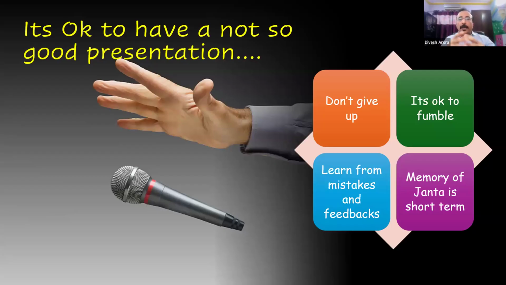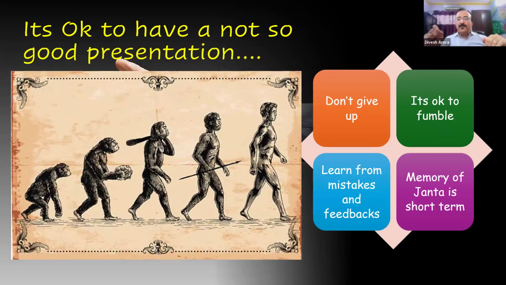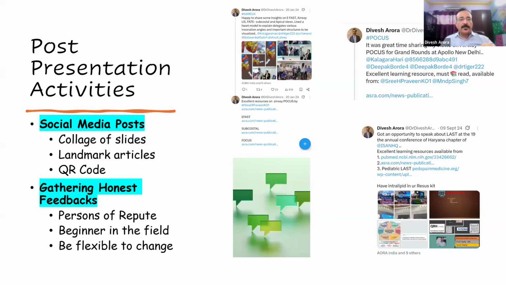It's okay, my dear friends, you can have a failure. It's okay to fumble, but do not give up. Have perseverance and resilience. Learn from mistakes and feedback. And from whom should we be taking feedback? I'll tell you. And always remember that the memory of the public is very short. Even if you've fumbled, they'll forget that. But do not go into a shell that you have made a mistake. We have evolved. So, as a speaker, we are bound to evolve, my dear friends.